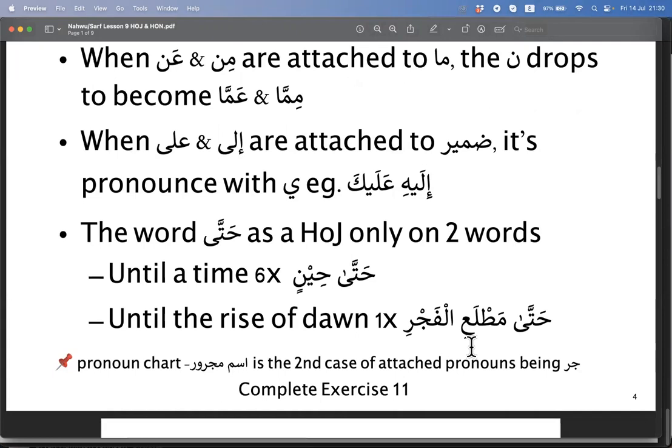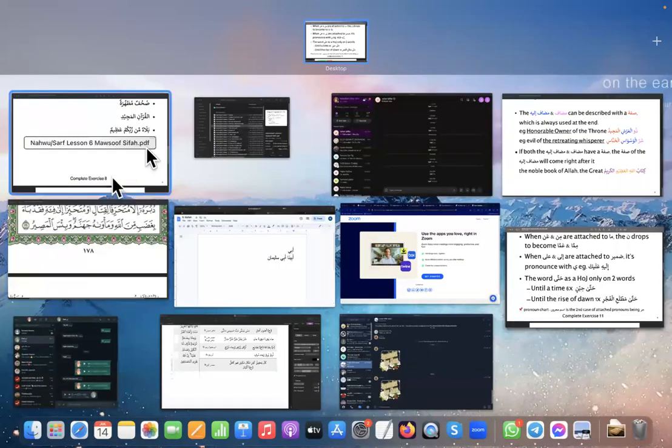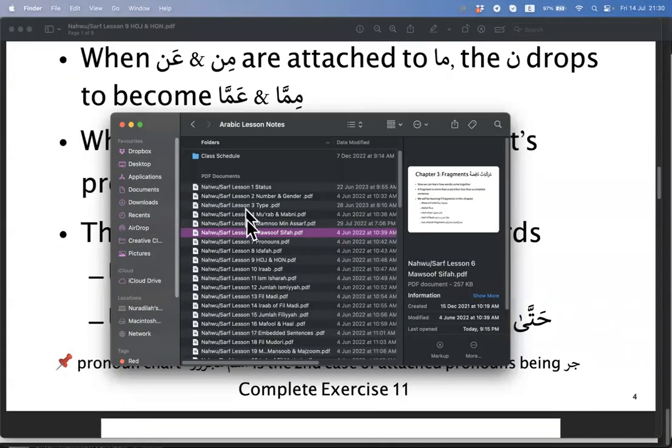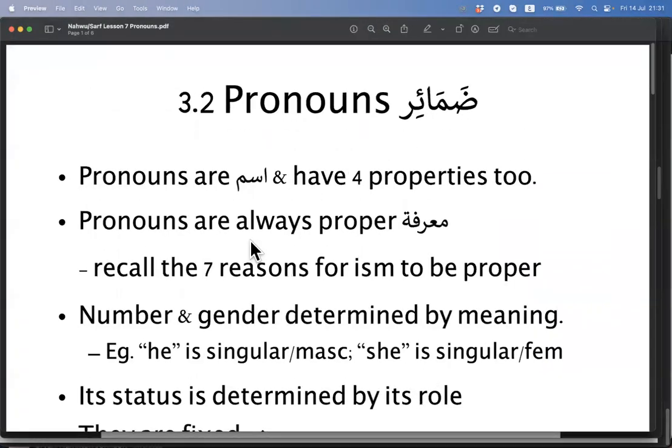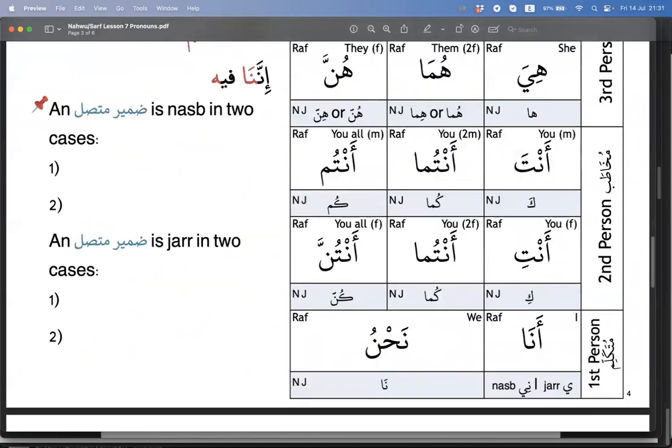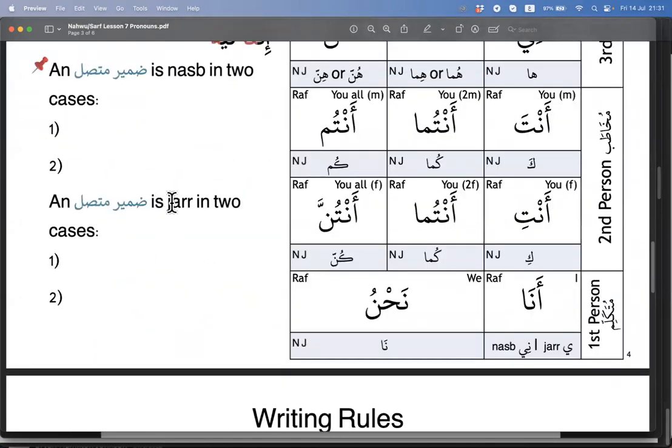All right, so if we go back to our domir, that day we learned: when is an attached pronoun jar?